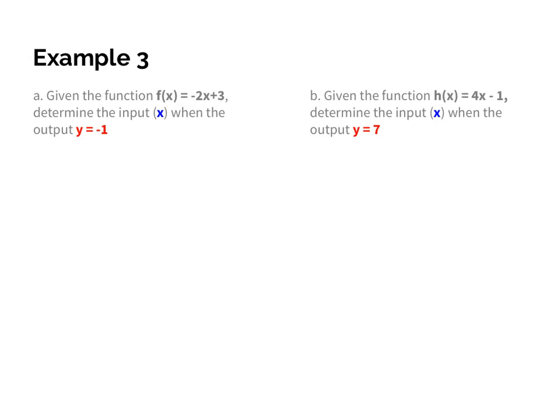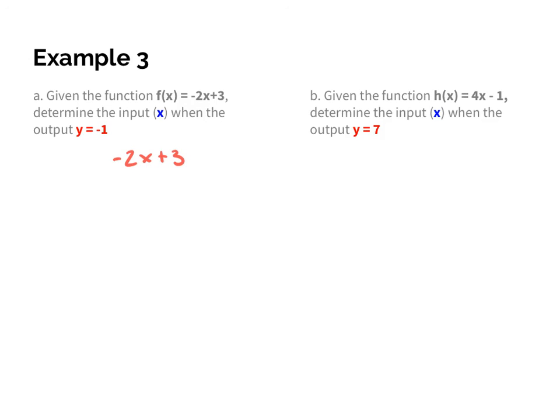All right, last example here. Again, we focus on the idea of inputs and outputs. So in this case, we're going to do it backwards. Okay, so it says given the function f of x equals negative 2x plus 3, determine the input when the output is negative 1. Okay, so what we did before is we took our function negative 2x plus 3 and we took and plugged in for x. So we would take x and plug it in there. But in this case, I'm not giving you x, I'm giving you y. So I want to know what value of x would give me negative 1.